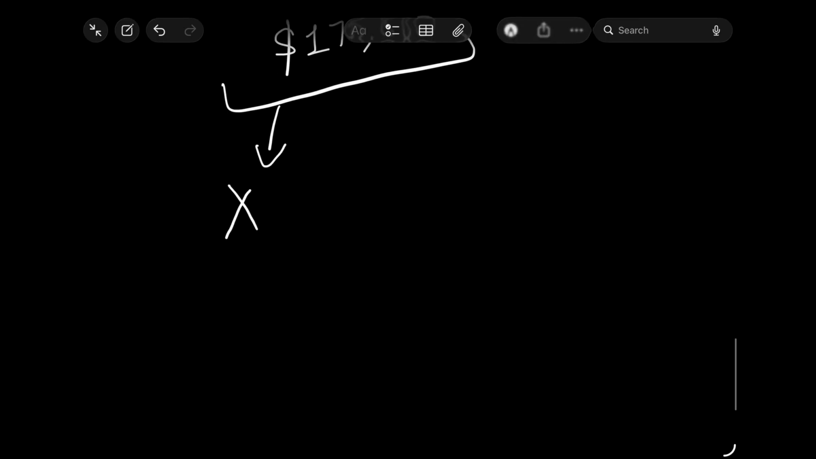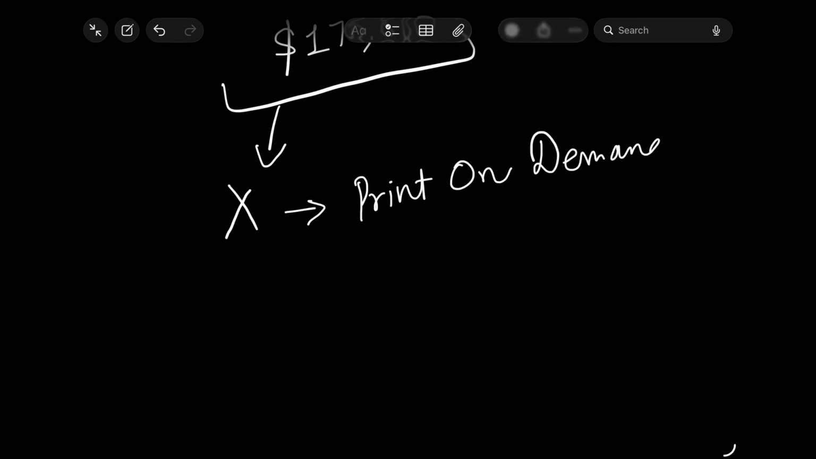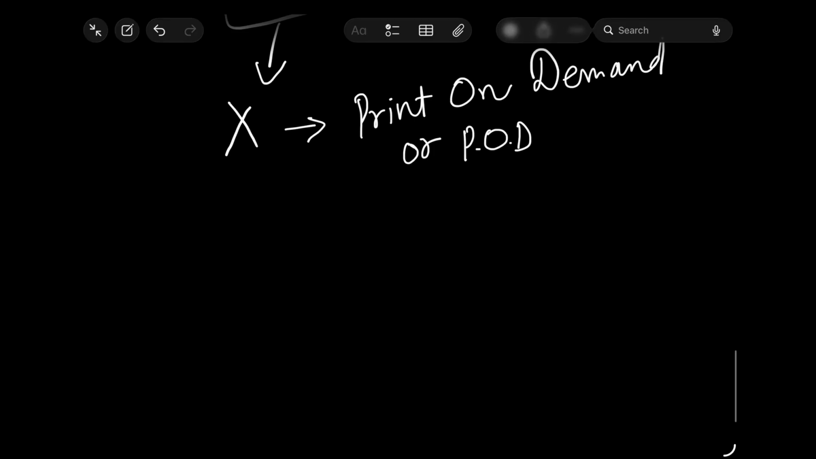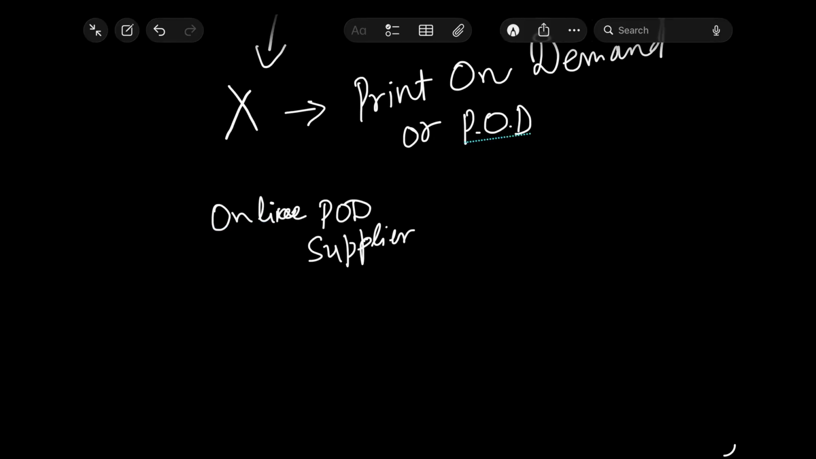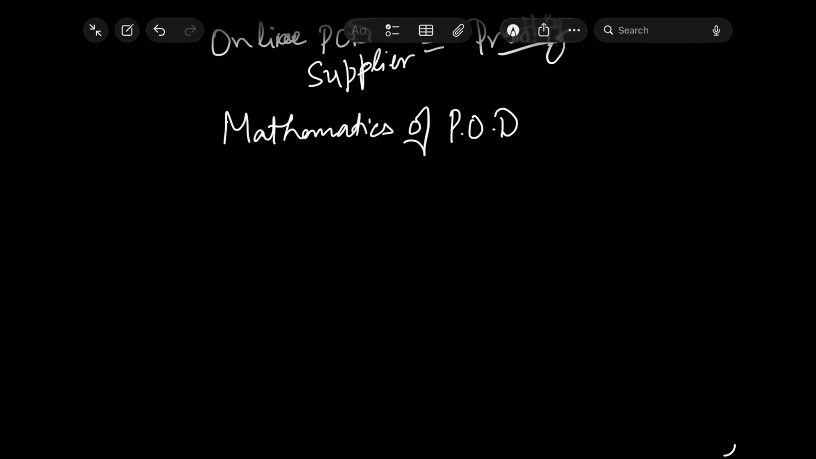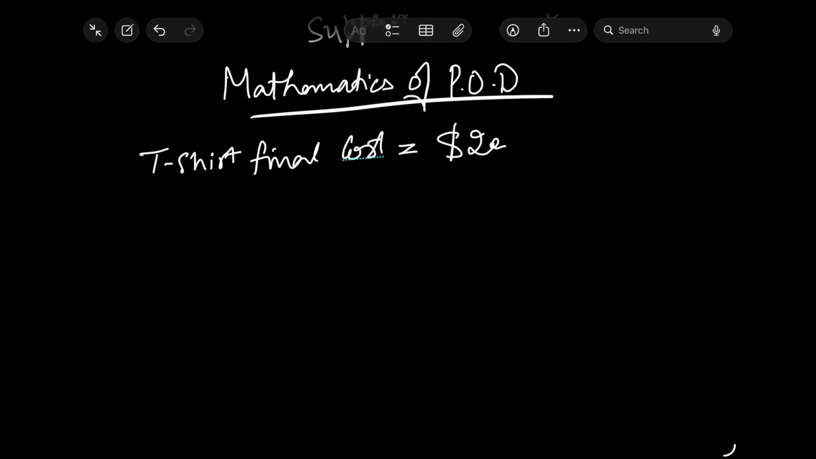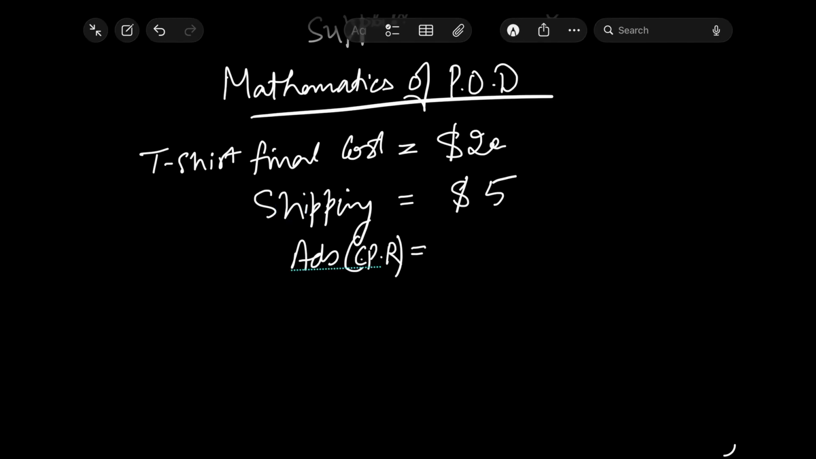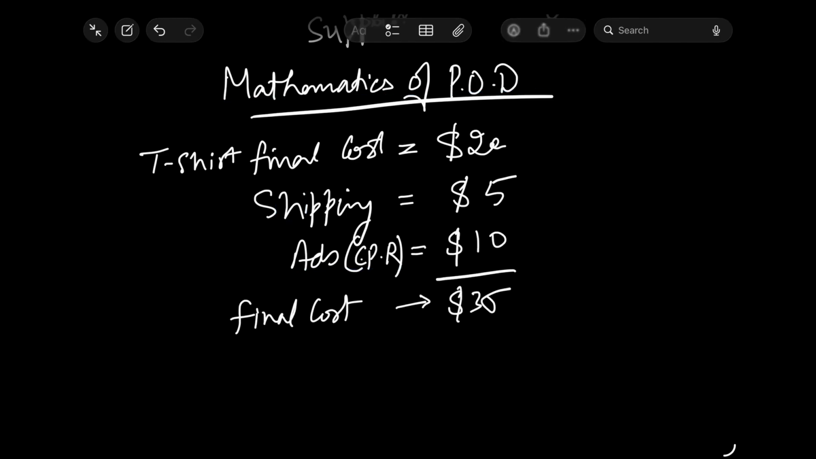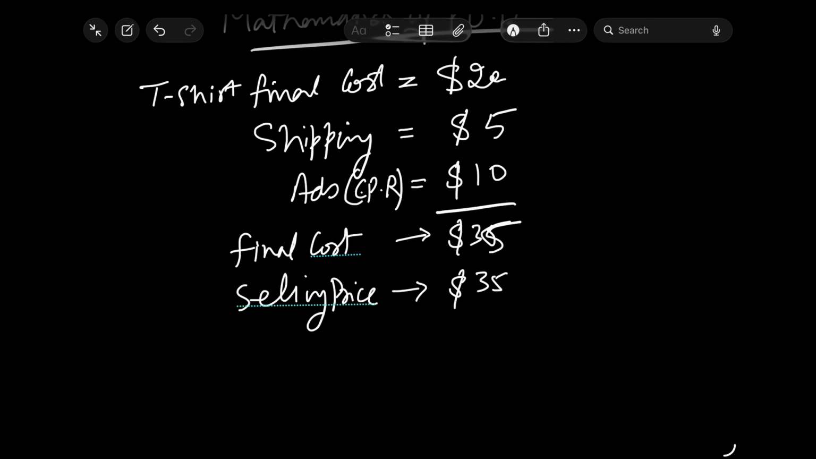So rather than buying and managing your inventory, I would highly suggest you start as a print on demand business. You will find plenty of trustworthy online POD suppliers like Printify. Now let's see the mathematics of this business model, shall we? In print on demand, a printed, packaged t-shirt can cost you around $20. Shipping is $5 and advertising cost per result, or CPR, is $10. Since our selling price is about $35, that leaves you with no profit, no loss.